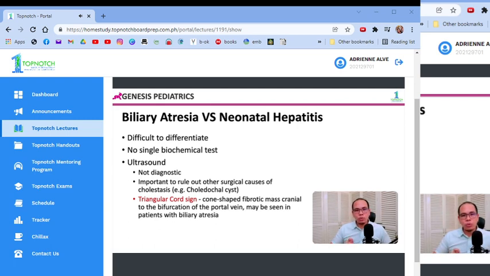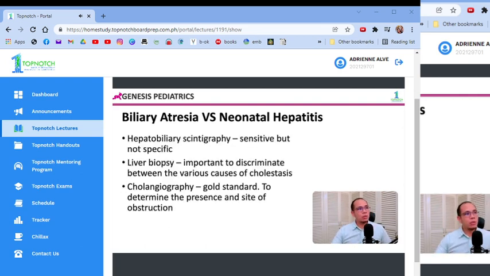Why then do we do ultrasound if you're suspecting biliary atresia? It's to rule out other surgical causes of cholestatic jaundice, such as choledochal cyst. Because if it's a choledochal cyst, you already know what is causing the cholestasis. So for a choledochal cyst, it is surgical, the cyst is extracted, excised. Clear? There are a lot of tests that we do, hepatobiliary scintigraphy, such as your HIDA scan. Biopsy is important to differentiate between the various causes of cholestasis. But if they ask you what the gold standard is, a lot of diseases have biopsy as the gold standard, right?